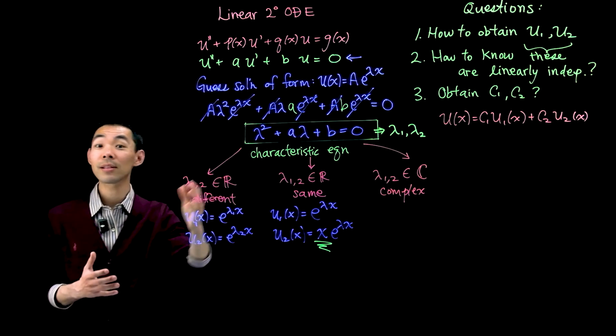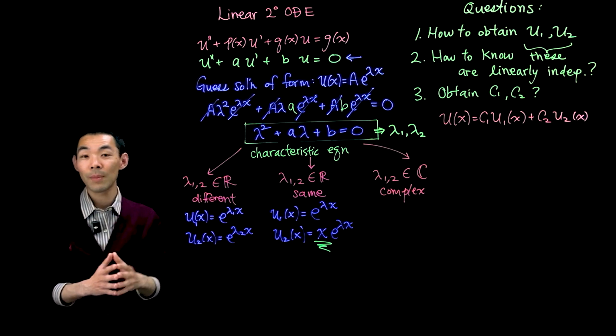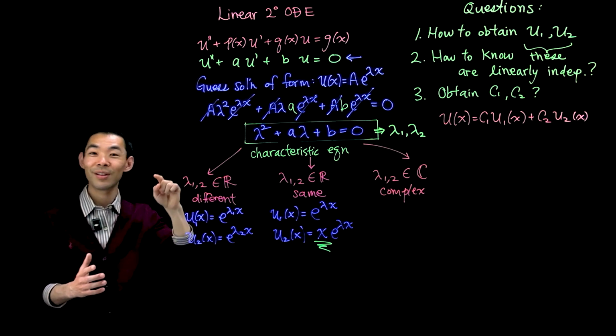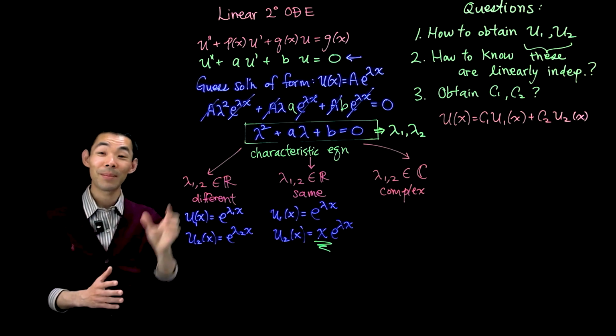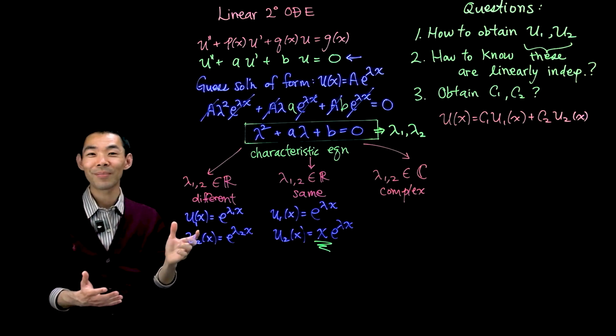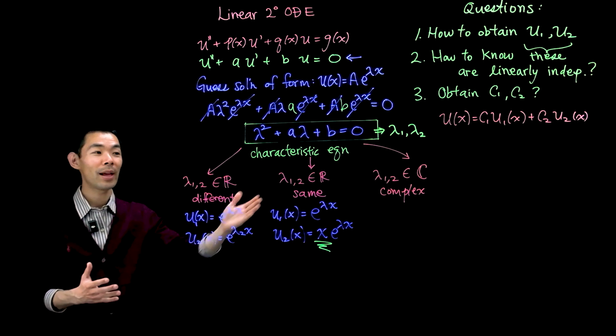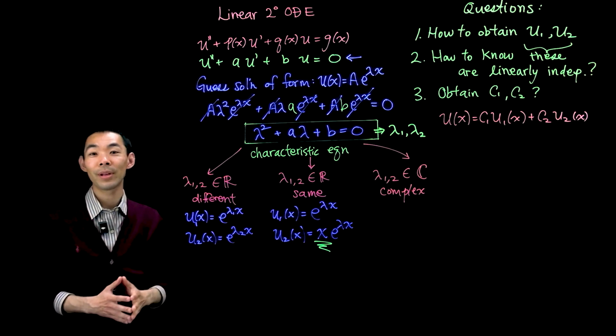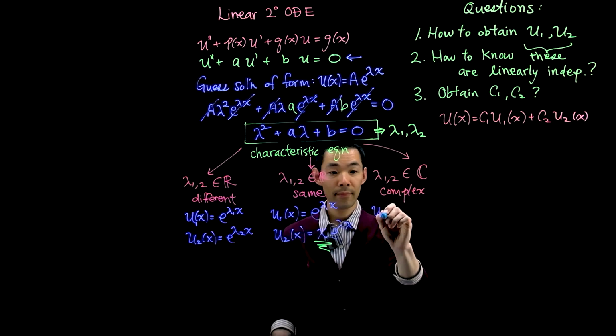quadratic equation like this could give you complex roots, right? Because the square root of b squared minus 4ac, that could be a complex number. And therefore, it's plausible that lambda 1 and lambda 2 give you complex roots. So what do you do in that case?